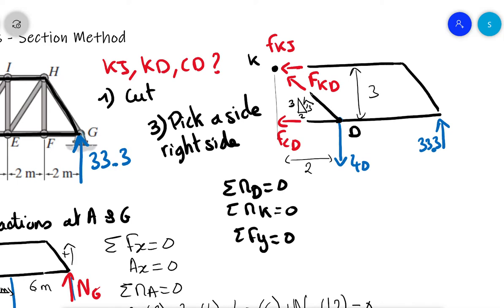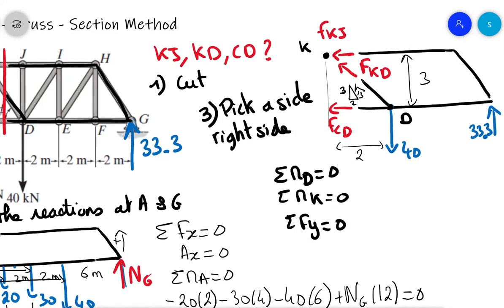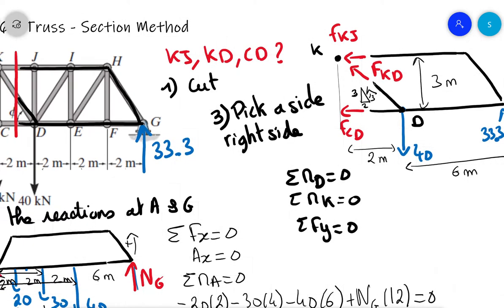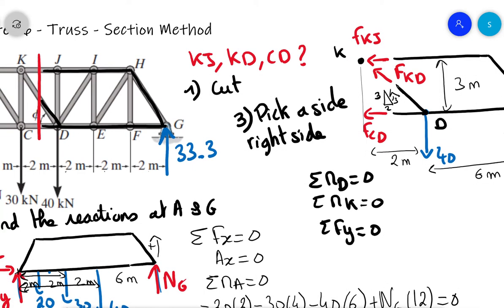Here we go. Okay, oh, and we missed the dimension from D to G, this one. For this one, this is 2 plus 2 plus 2, this is 6 meters. Okay, so you see we keep the right side of the truss. We include the point that we will need for the moment. We don't forget to include, a common mistake is to forget this force. Don't forget this force, okay?